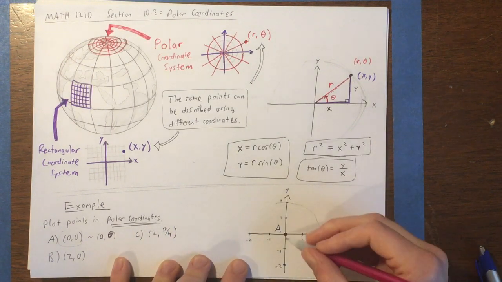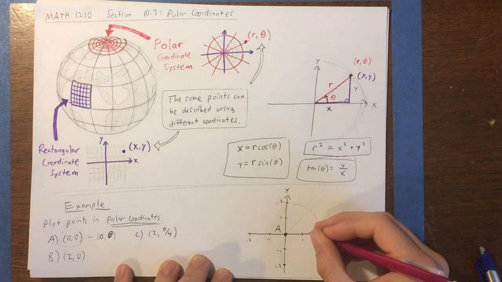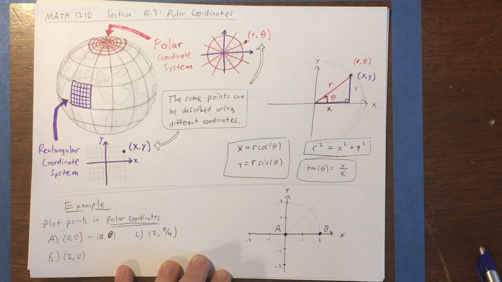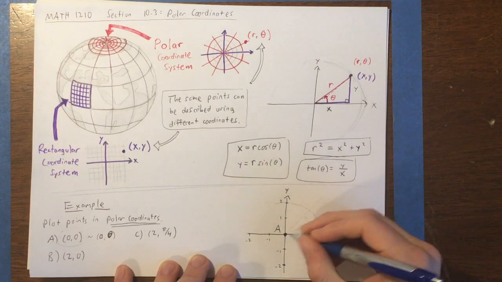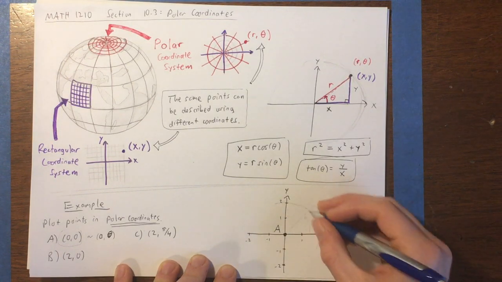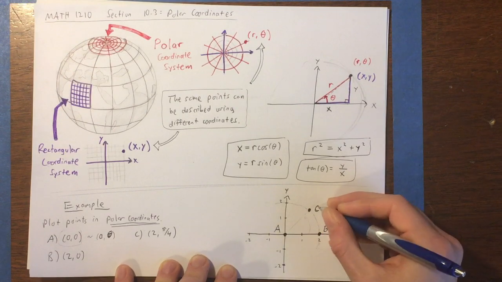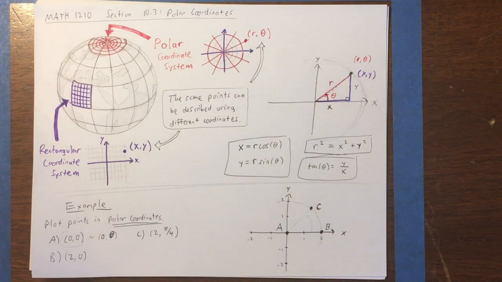So pi over 4 in standard position is 45 degrees, so that would be this angle right here that goes out like that. There's pi over 4. And then we'll plot the point that's on that ray and also on that circle, and it's right there. So that's how you plot a point like that in polar coordinates, right?